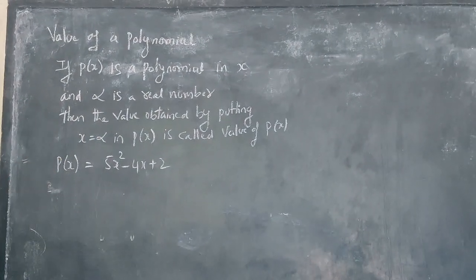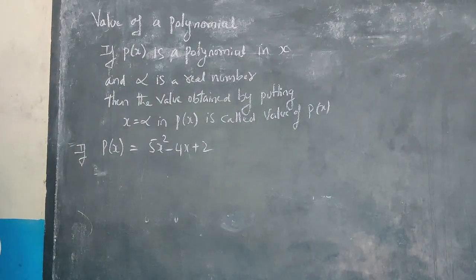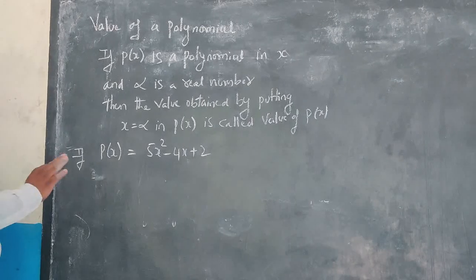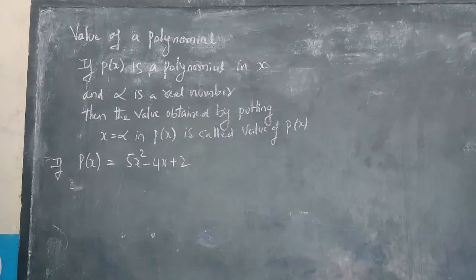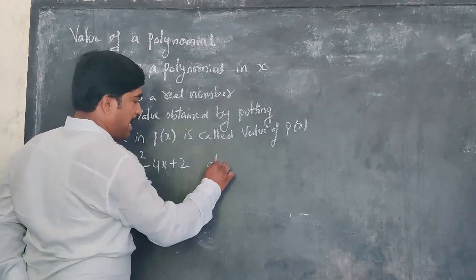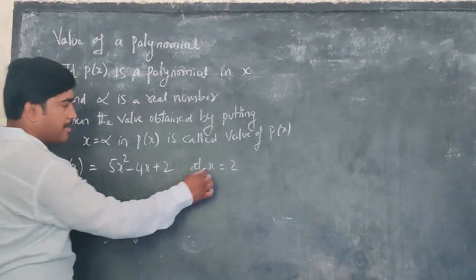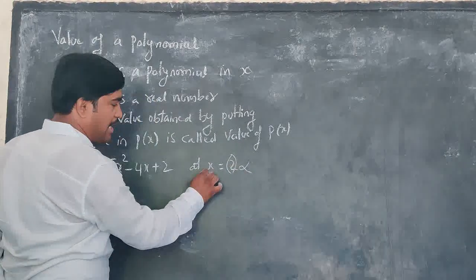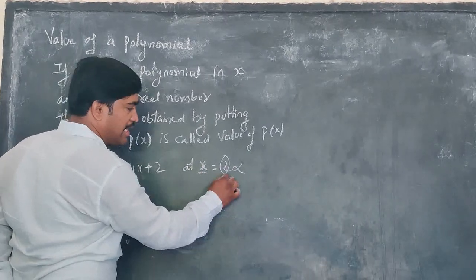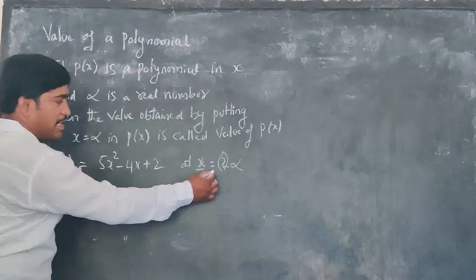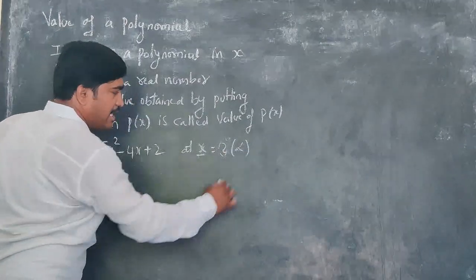I will explain with an example. Now if p of x equal to 5x square minus 4x plus 2 is a polynomial, how do we find the value? If the case is given at x equal to 2, this 2 is nothing but alpha, the value which we are substituting in the replacement of x. According to the statement, this 2 will be considered as alpha.